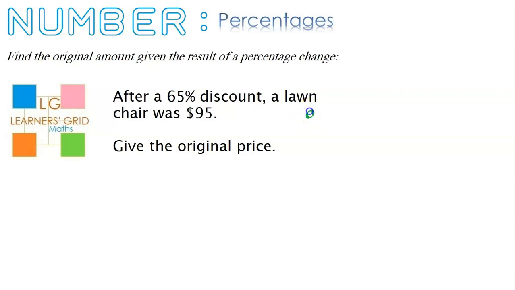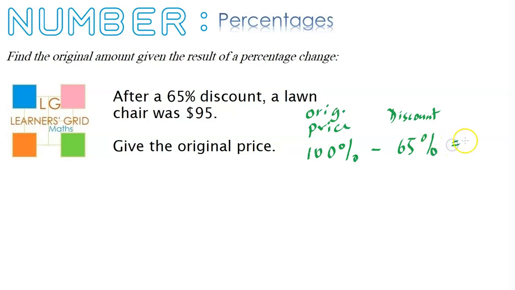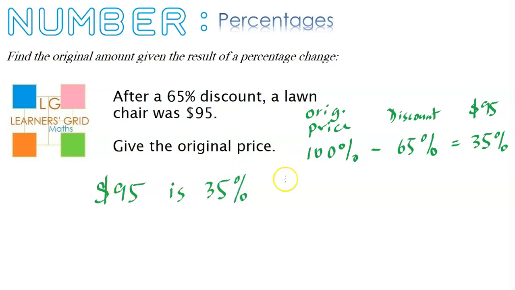The original price. Now you need to think of that as something like 100%, right? That's what it was. Then we had a discount, and the discount was 65%. And that leaves us with 35%. And that was the $95. So what we're essentially asking is, $95 is 35%, right? But it's 35% of what number?